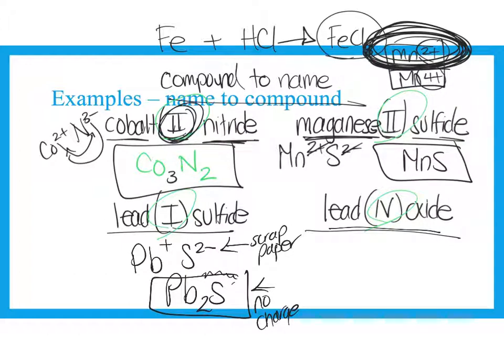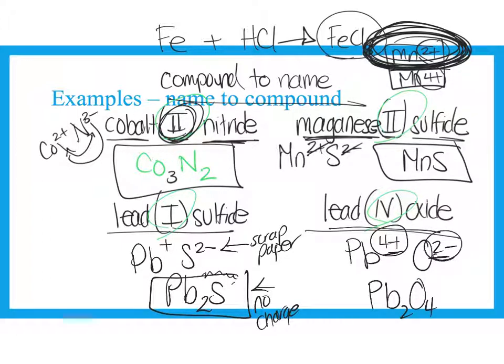The next one is lead 4 oxide. This is a good one to do because this one's kind of tricky. So lead 4 would be Pb4, and oxide is 2 negative. Now you would think that normally it would be this, but there is this rule that if these two things can be divided by the same number, whether it be 2 or 3 or 4 or whatever, if they can be divided by the same common factor, then we actually do that.